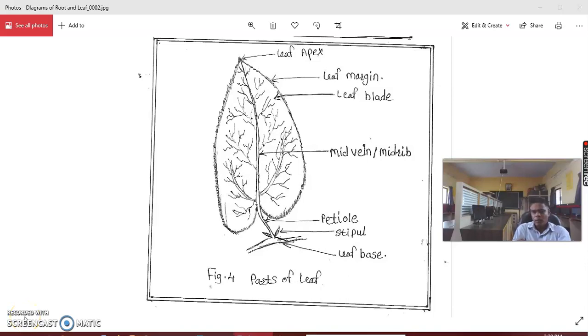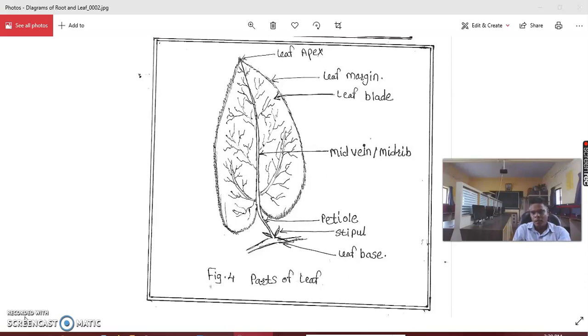Welcome student. Today we study plant morphology, and the sub-topic is the leaf. Initially we study the definition of leaf. How is leaf defined? It is defined as the flattened lateral outgrowth of the stem or branch, which develops from the node and has a bud in its axil.